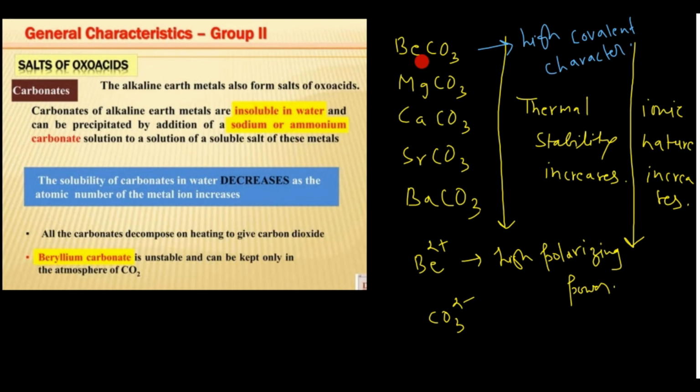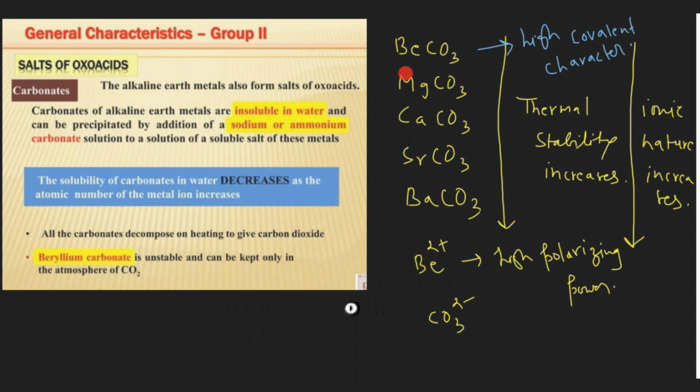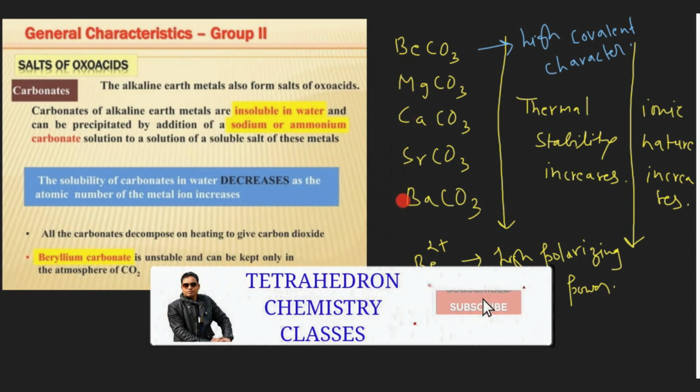Now as you move down the group, the size of the metal ion increases. That means magnesium is a little bigger than beryllium, and calcium in turn is much bigger than beryllium, and strontium is again very much bigger in size when compared to calcium, magnesium or beryllium. So when we move down the group, the size of the metal increases, right?